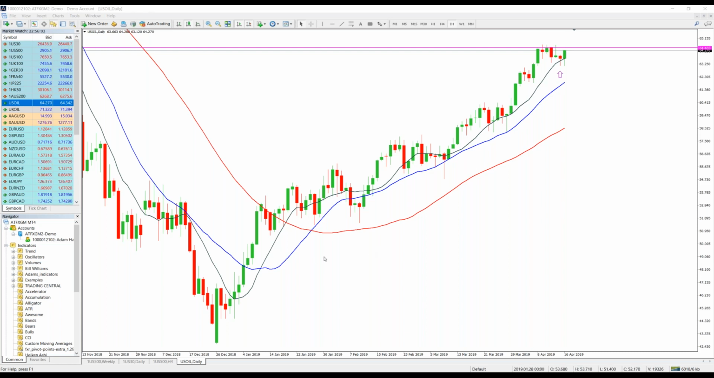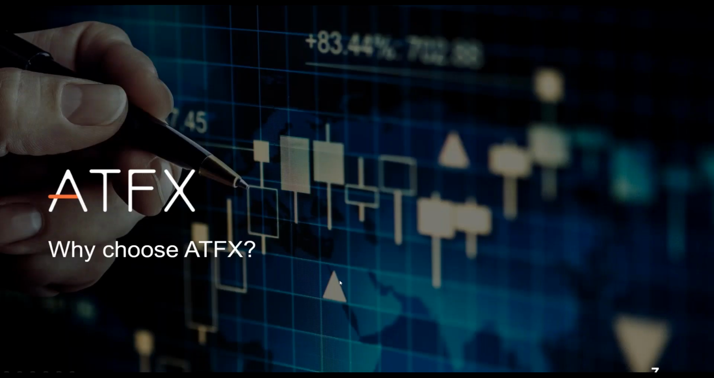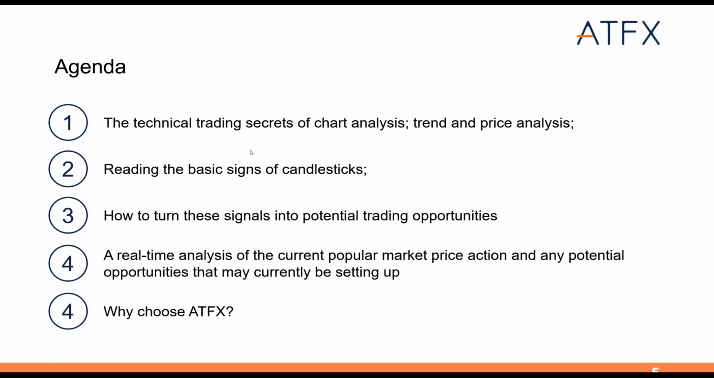So what I'm going to do now, ladies and gentlemen, is let's just go back to the slides. Let's go up here and just cover those agenda slides. We spoke about technical trading secrets of chart analysis, which was putting the candlesticks on the chart, putting in the horizontal levels where price connected from both sides. We spoke about what a trend looks like versus no trend. And then we spoke about price analysis.